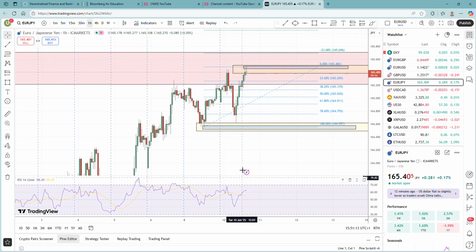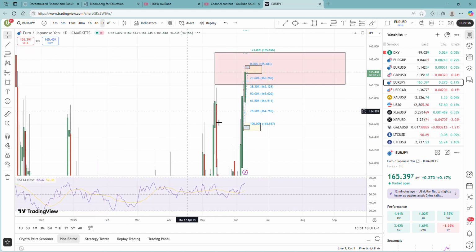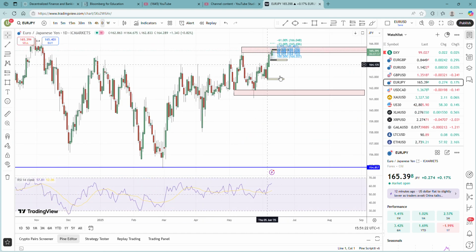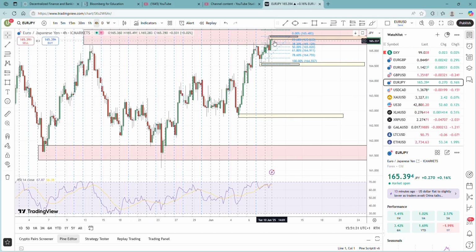So now price is at an H1 resistance. It's also an H4 resistance. It's also at a daily resistance. Price could potentially reverse from this level here. However, look at the daily candlestick. It's bullish. So I don't want to take a trade right now.